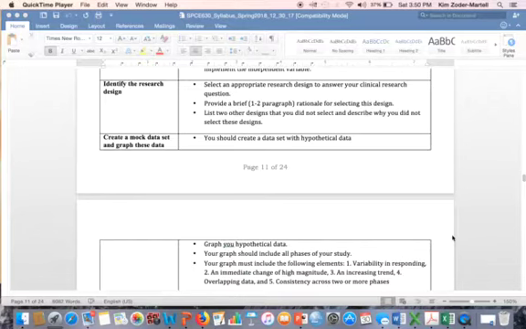The other thing that I want you to do then is list 2 other designs that you didn't select and describe why you didn't select these designs, but perhaps they could have been appropriate. So oftentimes, given a research question, there's more than one way to answer your question. And so you will want to list those other designs and just say why in the end you chose the design that you chose.